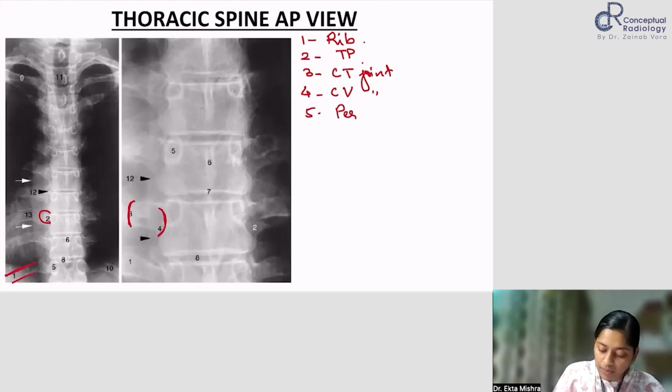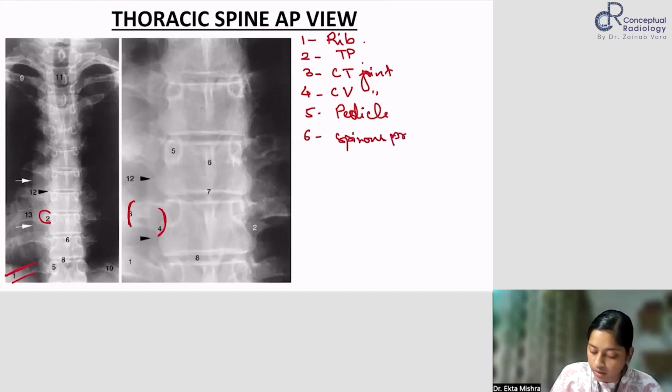Fifth is a very important structure, the pedicle. Sixth is spinous process, which is located in midline. This is better appreciated on lateral radiographs. So this is the spinous process for this vertebral body.